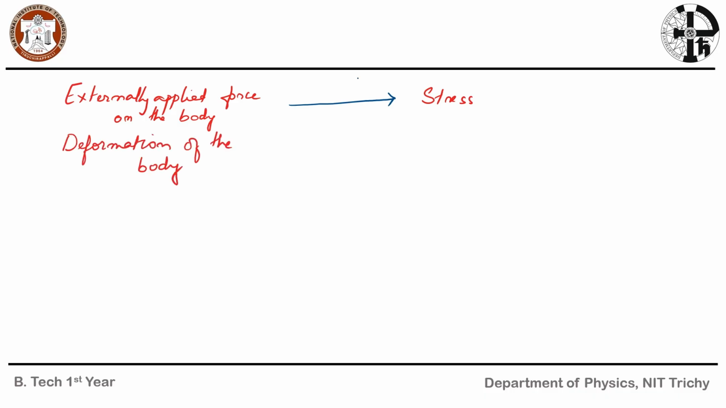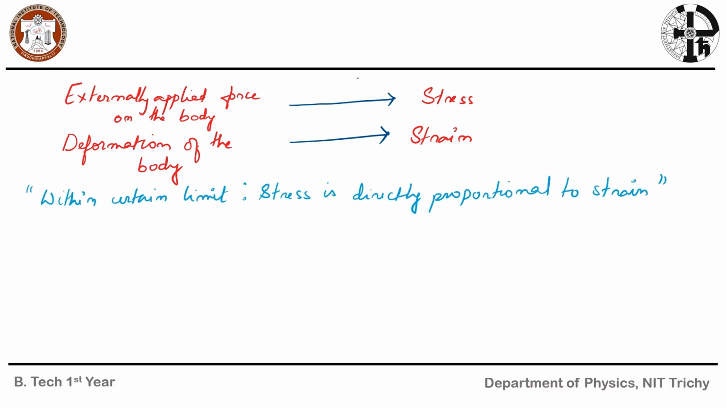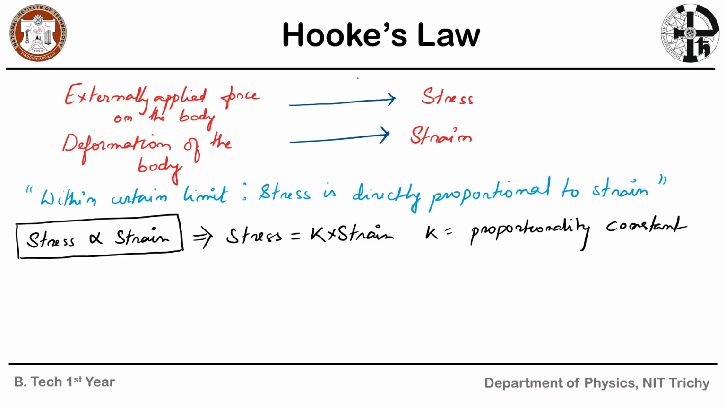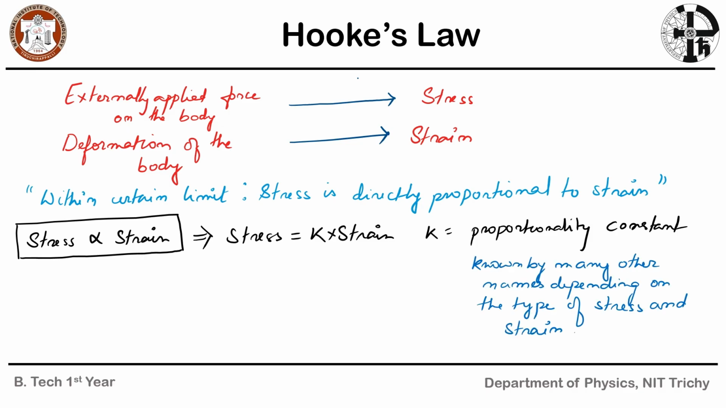And the deformation of the body can be quantified in terms of strain, that is the relative change in the configuration of the system. Now, within certain limit, the stress is directly proportional to the strain, and this is known as the Hooke's law. So this proportionality can be replaced by a constant K, and this proportionality constant is known by many other names depending on the type of stress and strain.